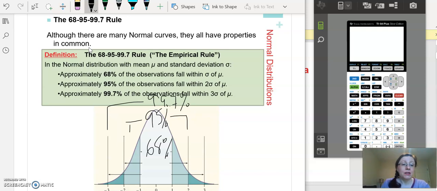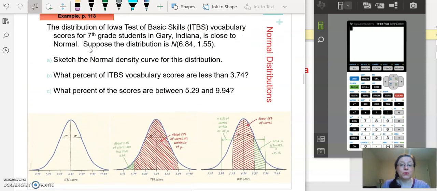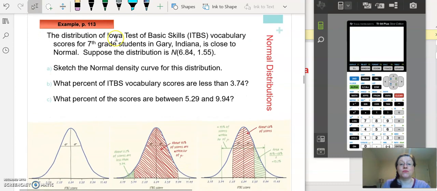Okay, so we're going to keep going here. So here's an example, right? It says the distribution of Iowa Test of Basic Skills vocabulary scores for 7th graders in Gary, Indiana is close to normal. And they give you this distribution. N means it's approximately normally distributed. The mean is 6.84. The standard deviation is 1.55. So to sketch it, you would put the mean down at 6.84. And then you count up by the standard deviation, so you add 1.55 each time. And here you would subtract 1.55 each time, and that's how you make the graph.